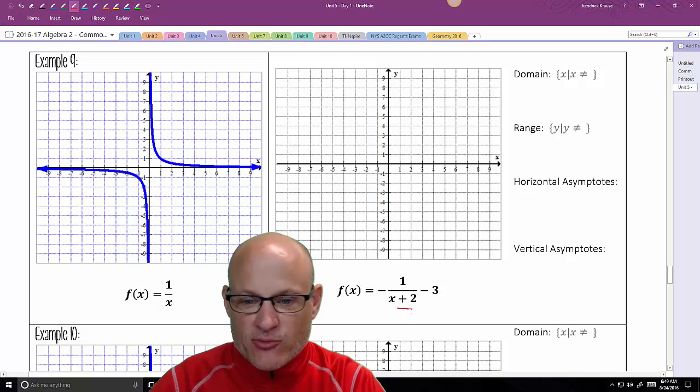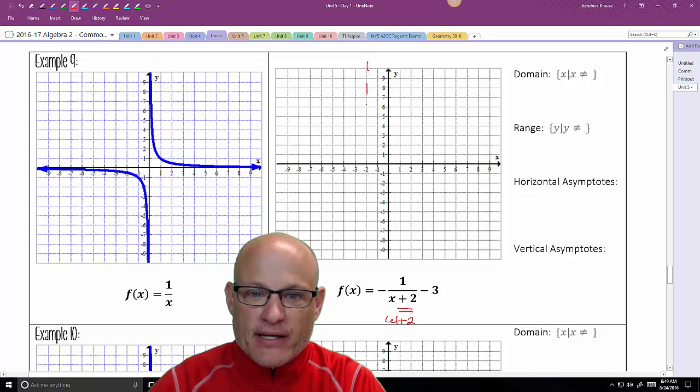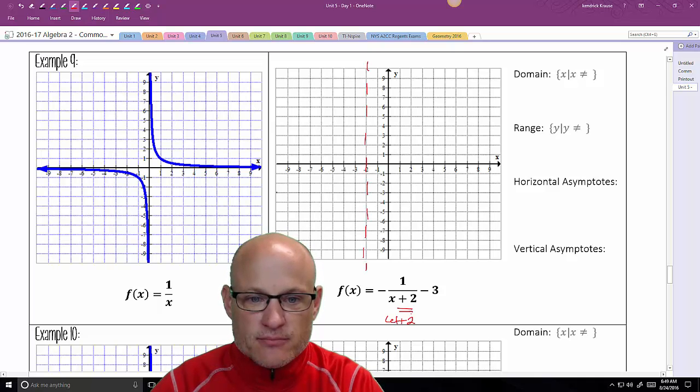Okay. This asymptote says we're going to move left 2. It's backwards. Bam, bam. Make it neat. Try to make it neat. Left 2. Down 3.